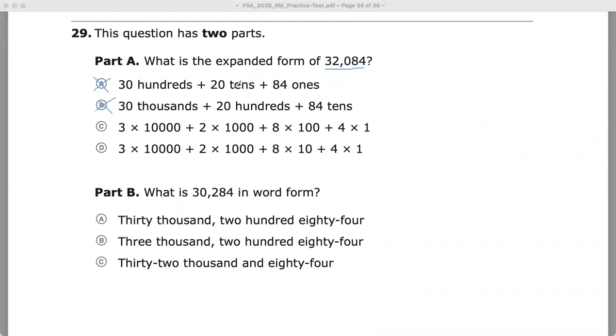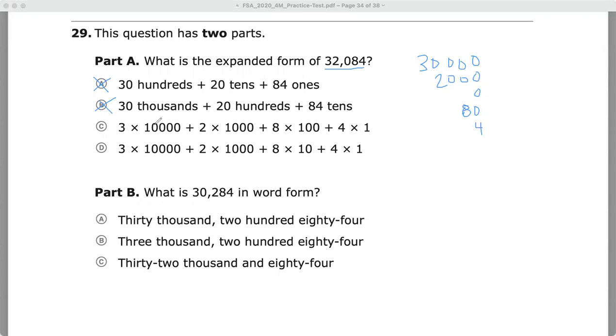So if I were to look at the 3 is in the 10,000s place, I'm just going to do this to help with the place value. Then we have 2,000, and there's 0 in the hundreds, and then there's 80. That's an 8, and then 4.